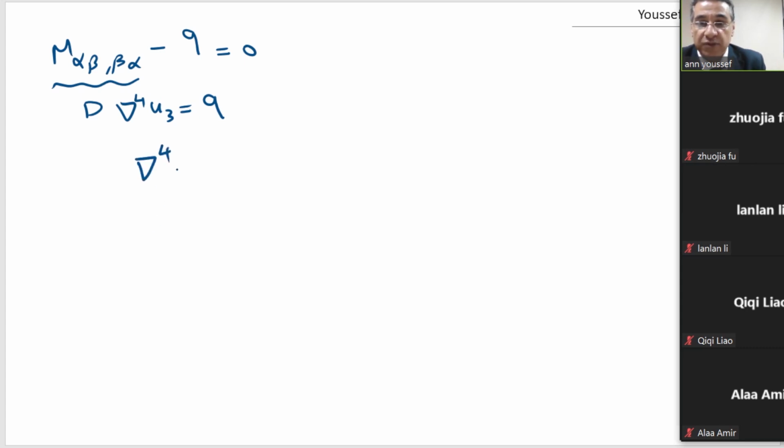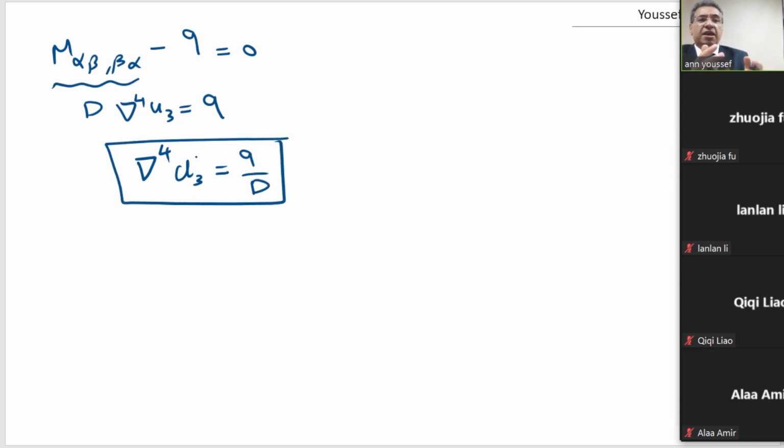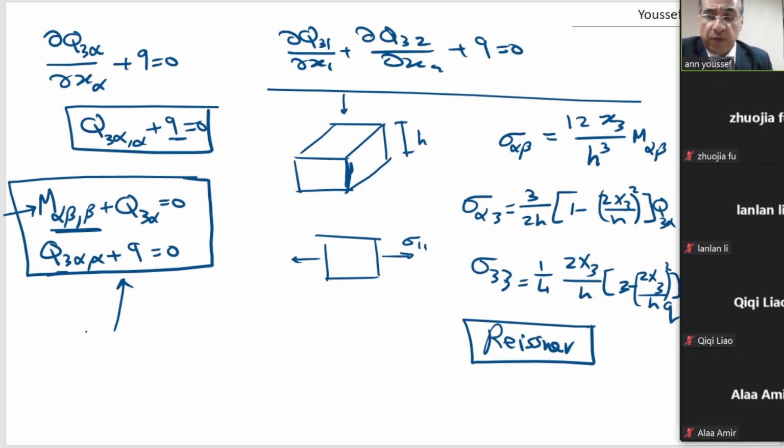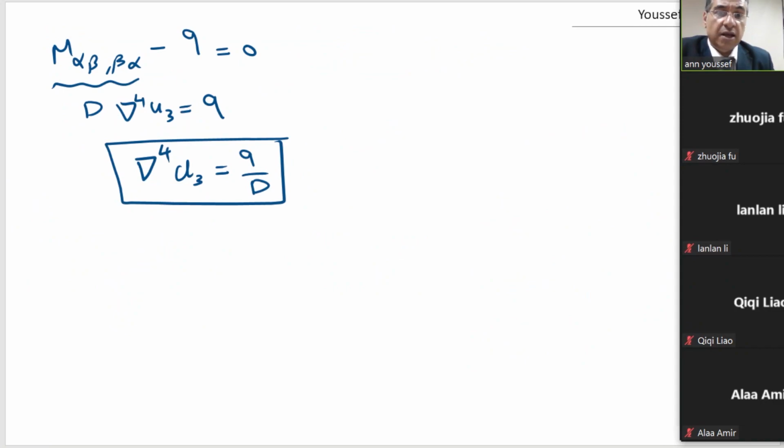So you will end up with the mathematical equation: u3, or the biharmonic operator applied on the deflection, equal to q over d, and this is the equation for the simplest theory. It is very easy, and you can apply finite difference on it straightforwardly instead of solving two differential equations like that.